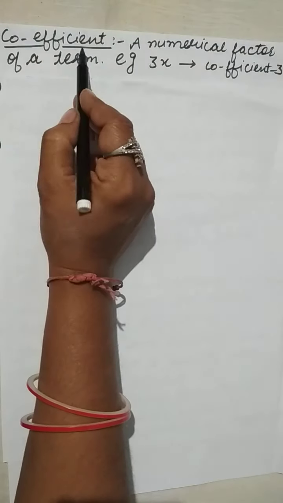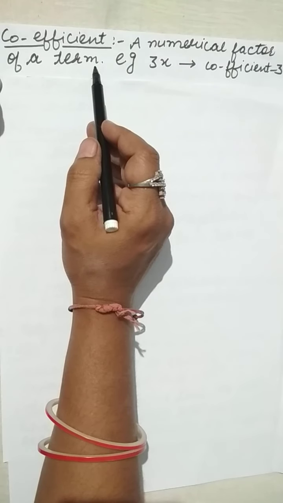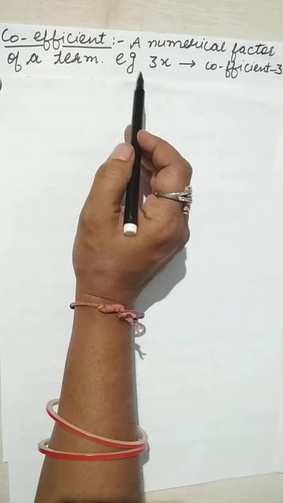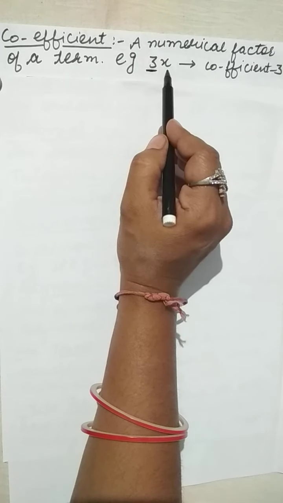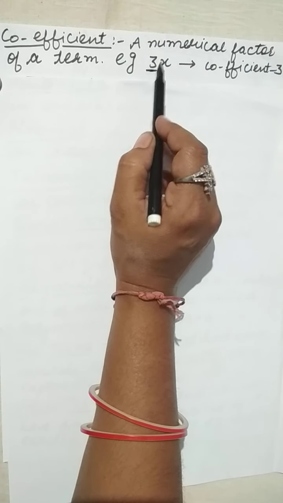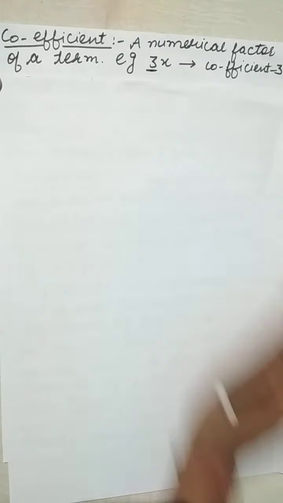Next definition is coefficient. A numerical factor of a term is called a coefficient. As we have discussed in the definition of terms, the numeric value with the variable is called the coefficient. As here I have 3x, the number 3 is known as the coefficient.